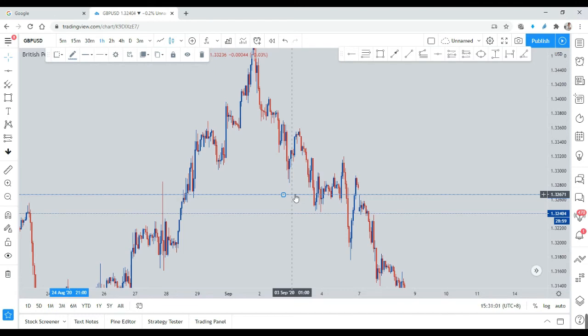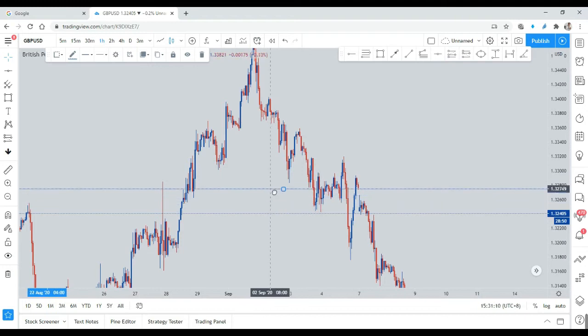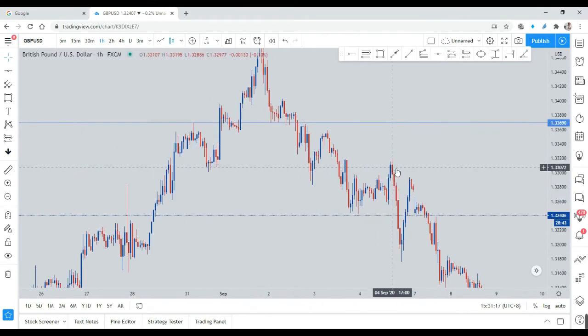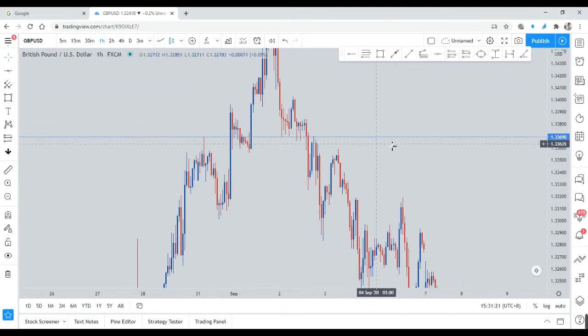So what I do is I move this line, because this line is already considered useless for me. I move this line to a place where there is a lot of rejection. This is the place for me. This is my MPL. Alright? Because there is a lot of clear rejection. Even when the price went down, it came back up and rejected, and then went down.